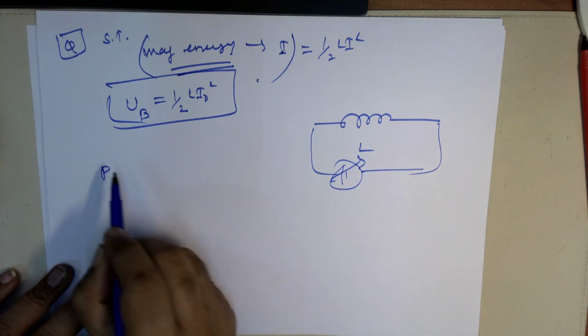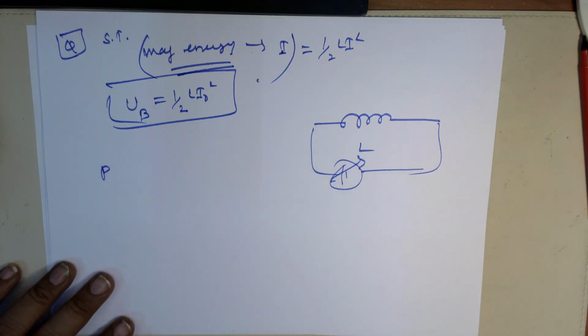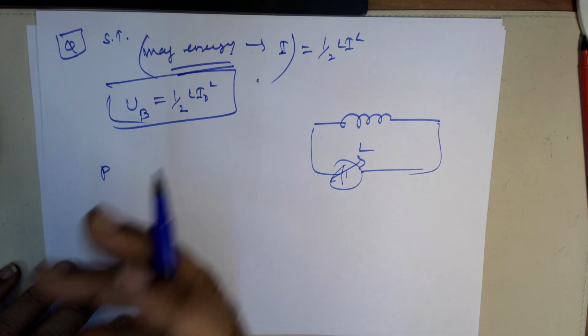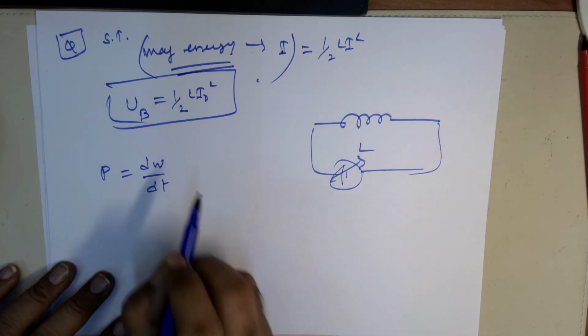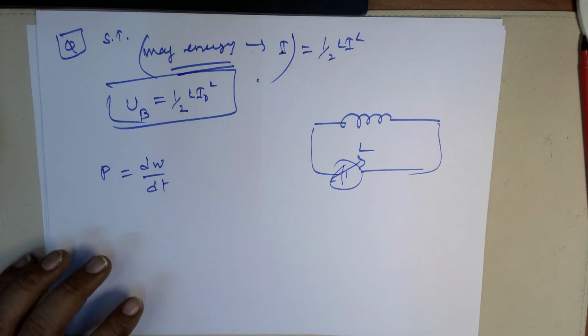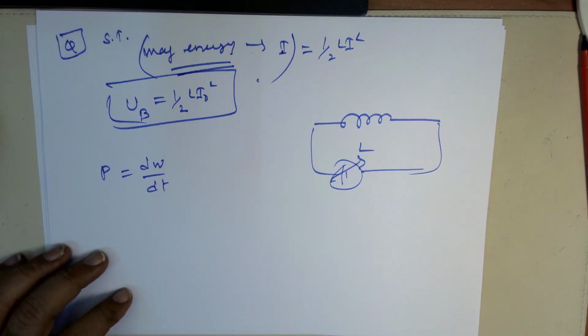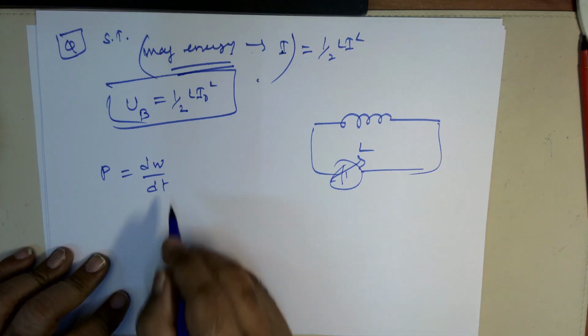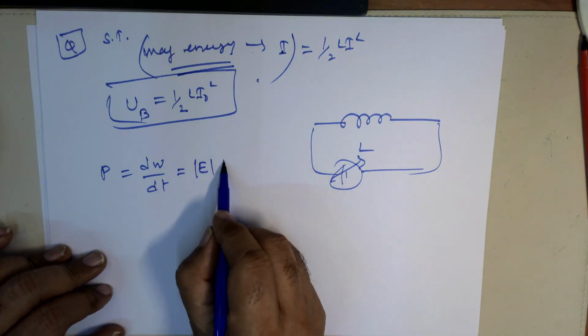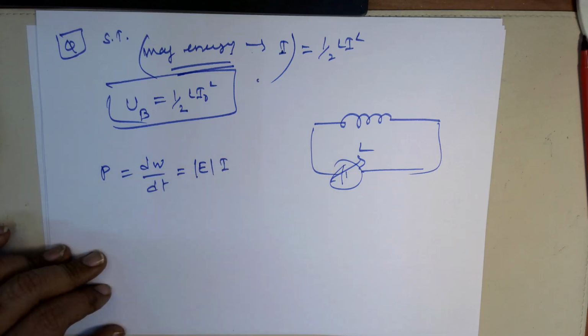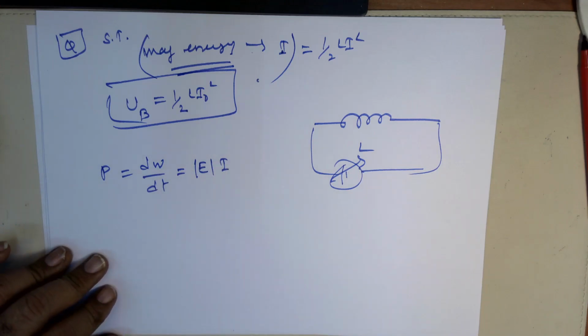So power, take down, power P. It is nothing but rate of doing the work, so dW divided by dt. What do you mean by rate of doing the work? How fast the work is being done. That is also power. And this is also equal to the induced EMF into I. Here I take the magnitude of the induced EMF.